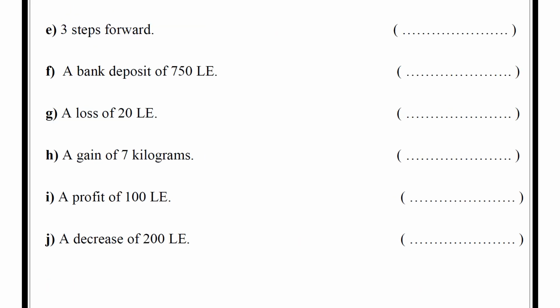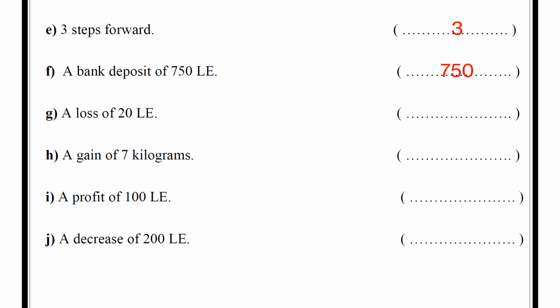Now letter E, 3 steps forward. This means a positive number, 3. Letter F, a bank deposit of 750 LE. So it will be a positive number, because I'm going to add to my bank account. So positive 750, or 750.